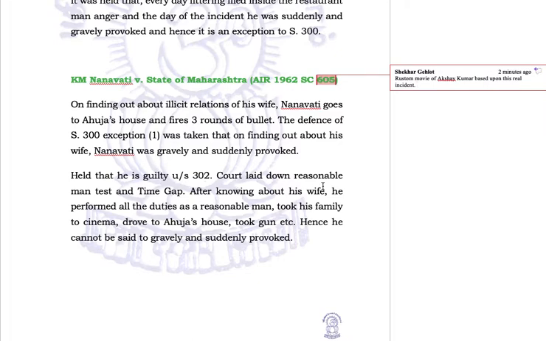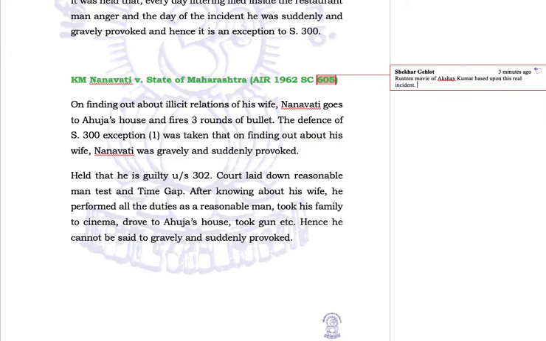After Nanavati comes to know that his wife is having an illicit relationship with Ahuja, he performed all the duties of a reasonable man. He took his family to the cinema, he took his wife to the cinema, drove to Ahuja's place. Okay, and then he went to his ship. He took his gun from there. He went to Ahuja's place, and then he shot Ahuja.